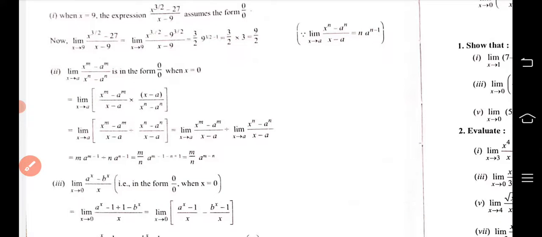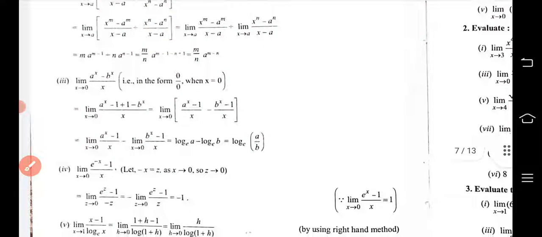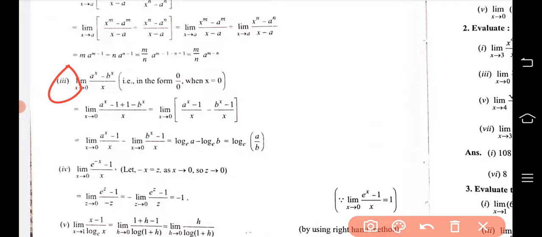So in this way I solved two problems. So you have to calculate the third one, you have to calculate the fourth one, and you have to calculate the fifth one. Okay, clear?